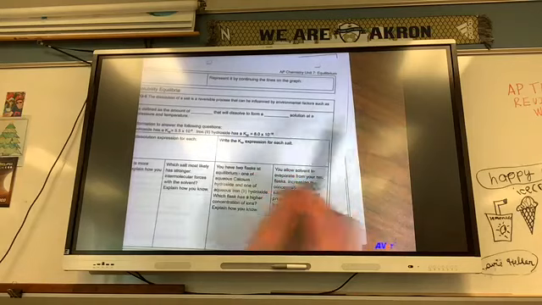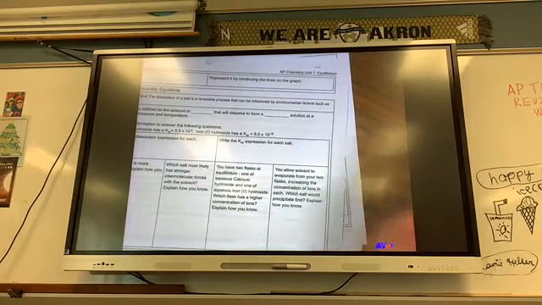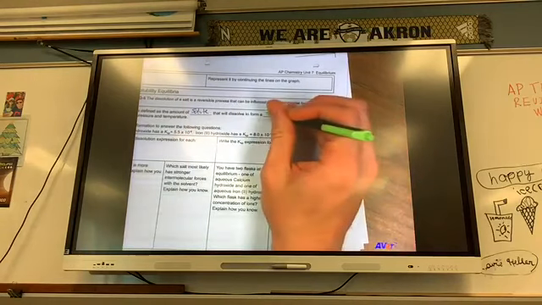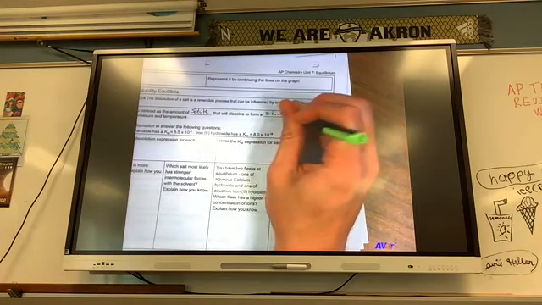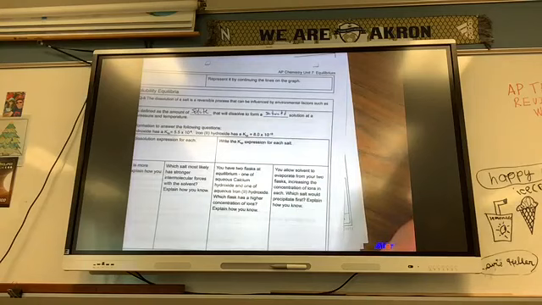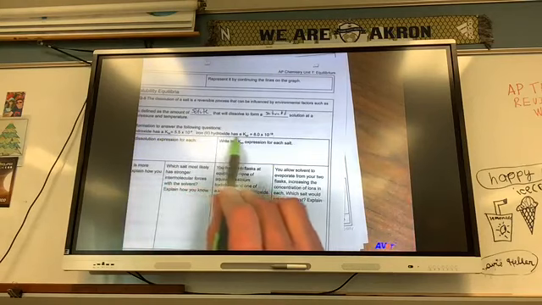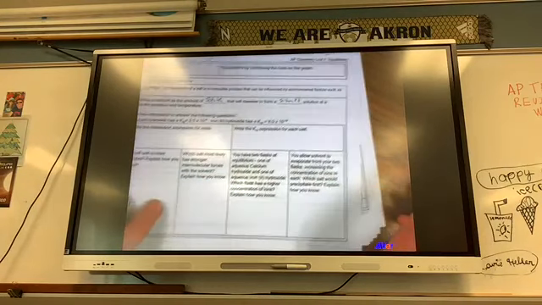So solubility is defined as the amount of solute that will dissolve to form a saturated solution at a particular pressure and temperature. So use the information for the following questions. Calcium hydroxide has a KSP. Iron hydroxide has a KSP of this. Write the dissolution expression for each.